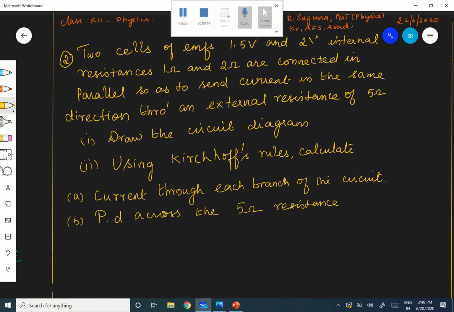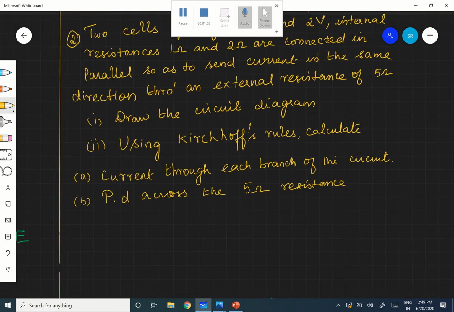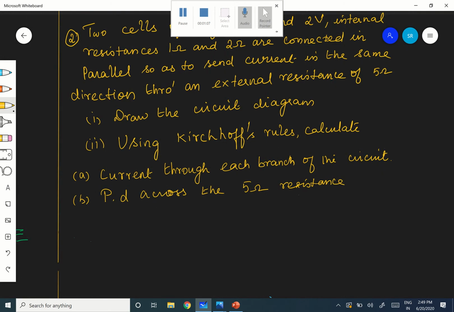The first part is to draw the circuit diagram. There are two cells of EMF 1.5 volt and 2 volt, internal resistances 1 ohm and 2 ohm, connected in parallel so as to send the current in the same direction through an external resistance of 5 ohm. So you have to understand the problem. The circuit diagram is not given, so we have to draw the circuit here. What are all the data given here? Cells of 1.5 volt and 2 volt. Therefore first you draw the 1.5 volt cell.